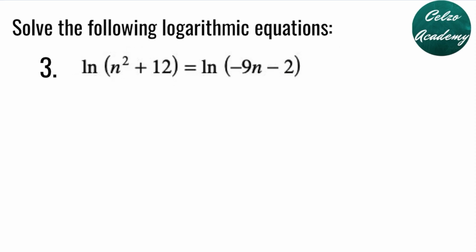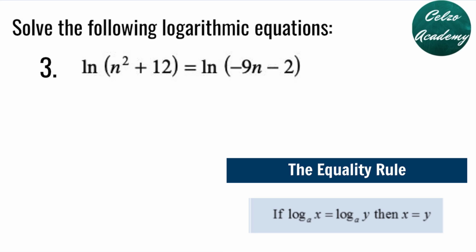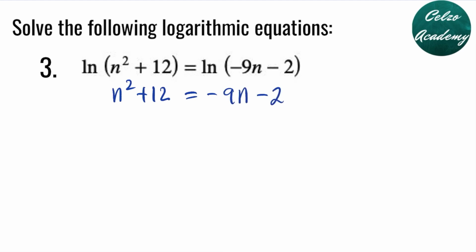Question number 3. ln of n squared plus 12 is equal to ln of negative 9n minus 2. For both sides to be equal, the value of n squared plus 12 must be equal to negative 9n minus 2. Writing this in standard quadratic equation, we need to add 9n and plus 2 to both sides. And we will have n squared plus 9n plus 14 is equal to 0.